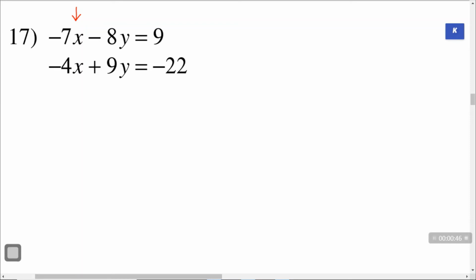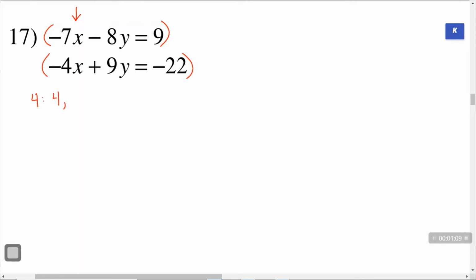8 and 9 just get a little bit bigger, because 8 and 9 are bigger numbers than 7 and 4. So what I need to do is find a common multiple between 7 and 4, and I'm going to have to make them the opposite. Well, the first number that both 7 and 4 go into is 28. In fact, 7 times 4 is 28. If you have trouble finding that common multiple, let me know.